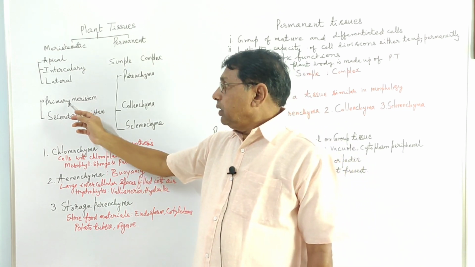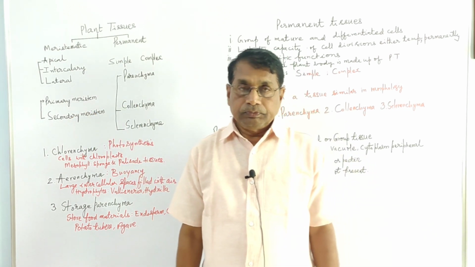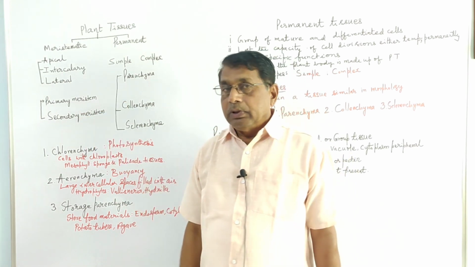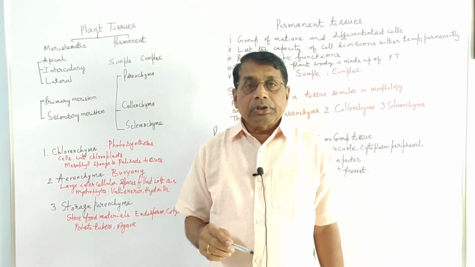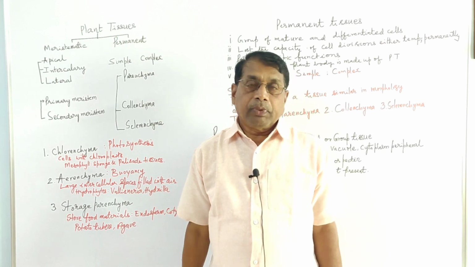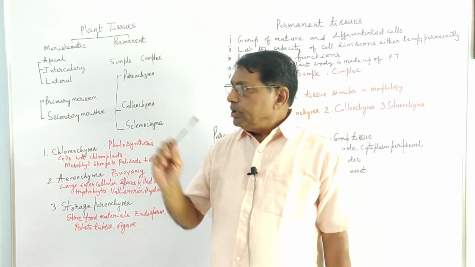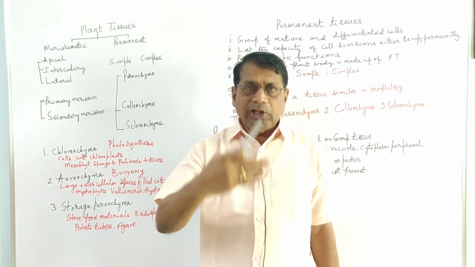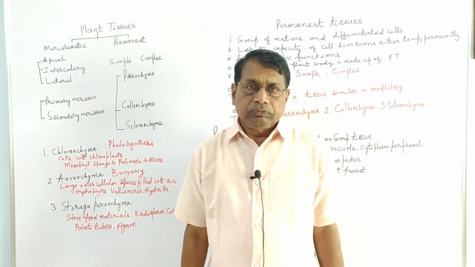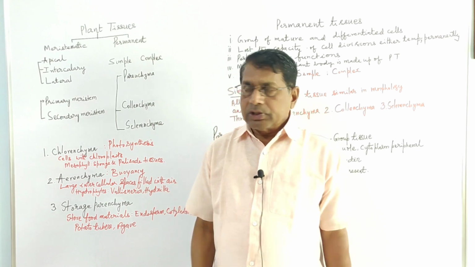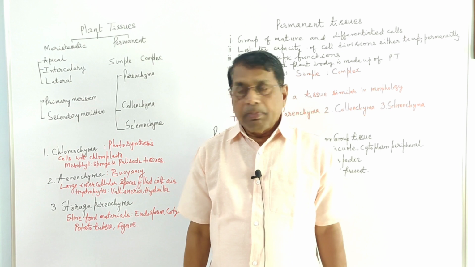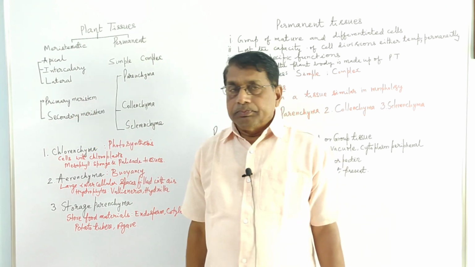According to the formation, there are two types: primary meristem and secondary meristem. Primary meristem is present from the beginning, from the seedling stage. That is called primary meristem. For example, all the apical meristems are primary meristem.